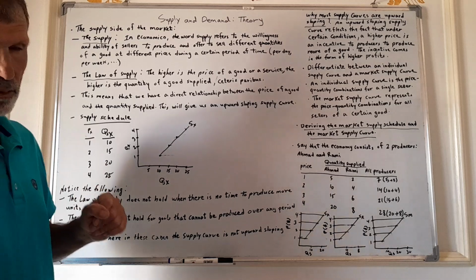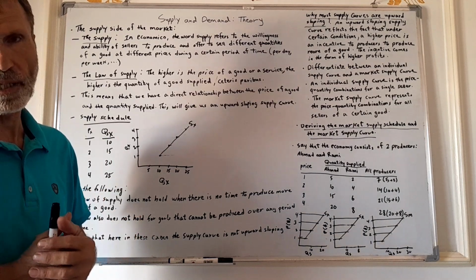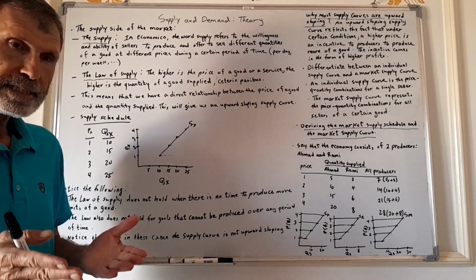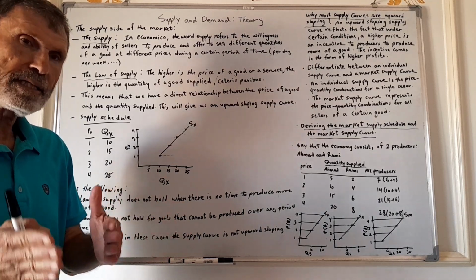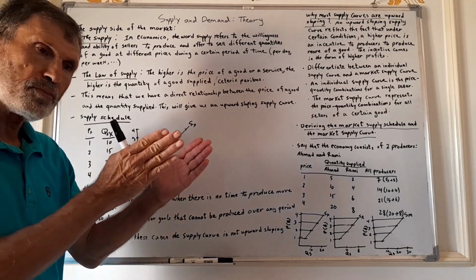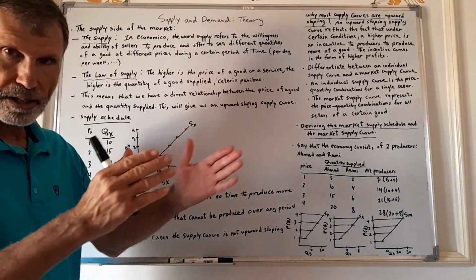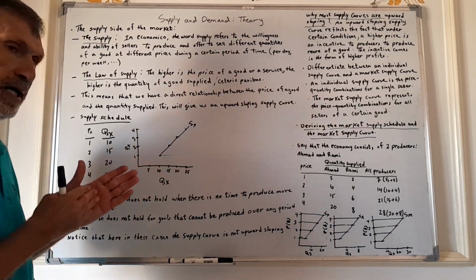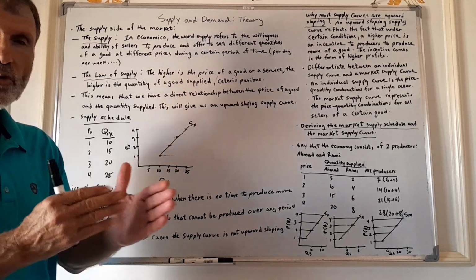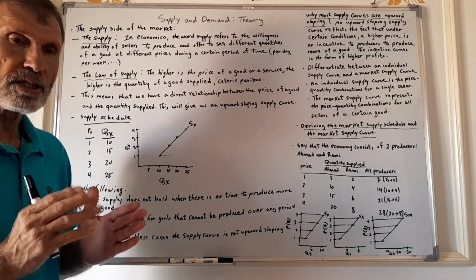The law of supply. What dictates the supply is the law of supply. The law of supply, similar to the law of demand. The law of demand is related to the consumers, to the purchasers, to the buyers. The law of supply is related to the producers, to the sellers. So what does the law say?